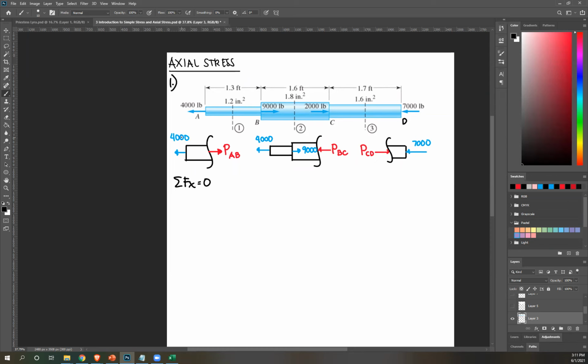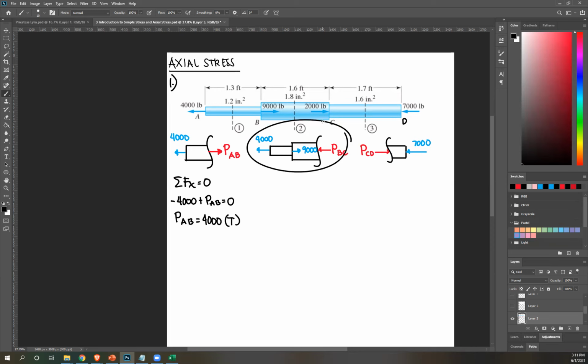This is to the left. Therefore, negative 4,000 plus, since to the right, PAB equals 0. Therefore, PAB equals 4,000 pounds. And then correct assumptions is positive. It's away from the point, away from your system. Therefore, that's tension.